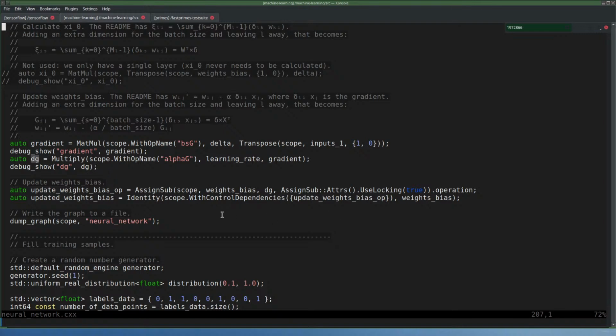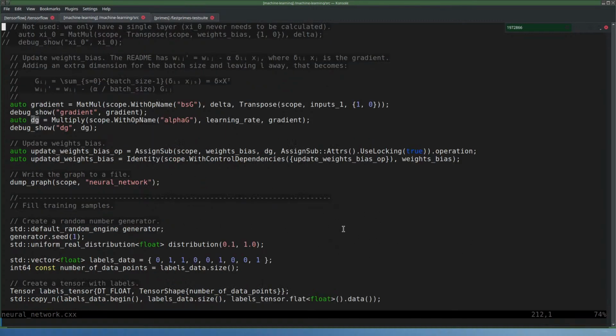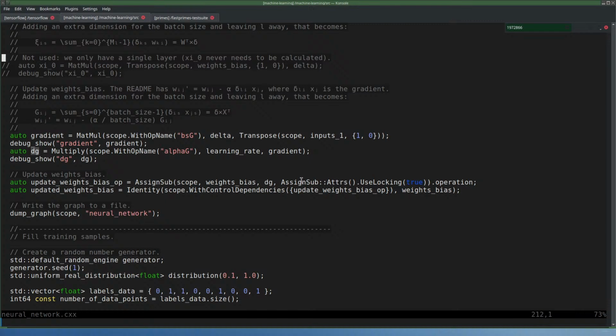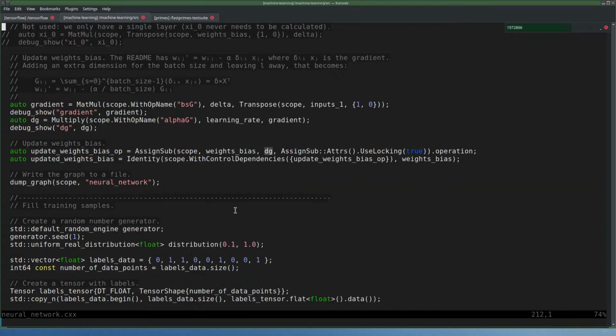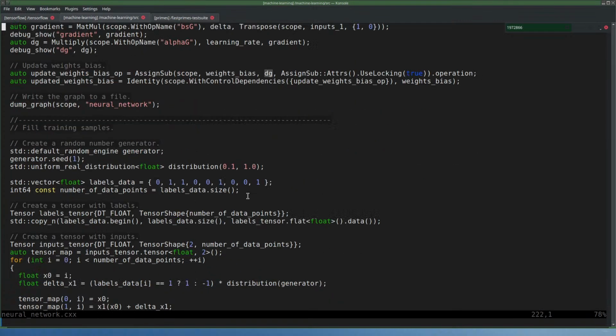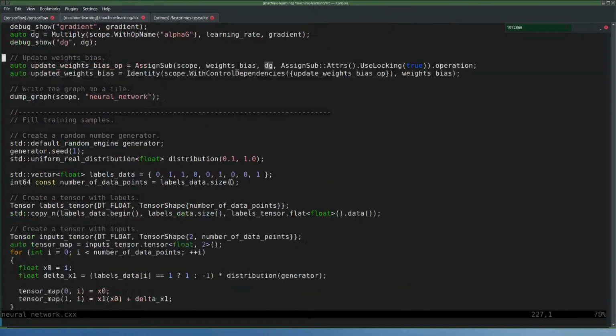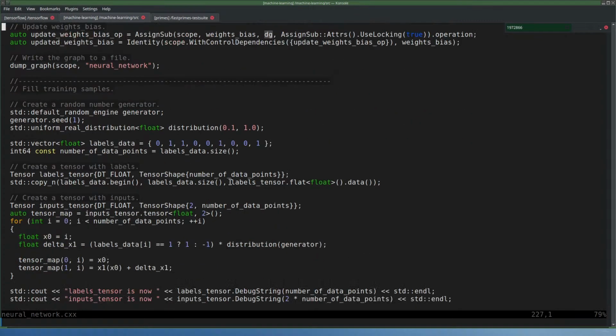I guess that happens here. Where's my sub? Yeah, assign sub. Assign sub, yeah. So weights becomes weights minus dg. Yeah, that's the whole backpropagation.